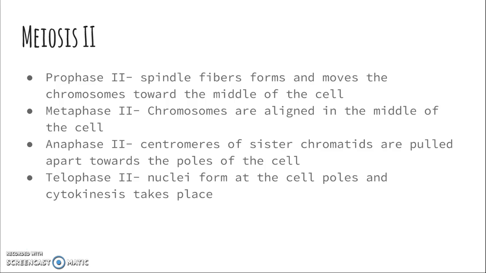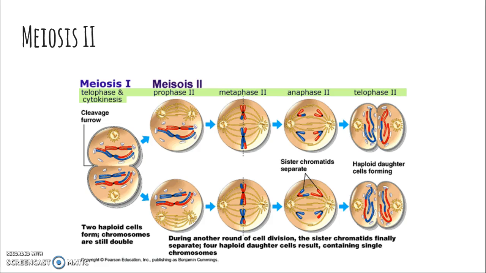These are very, very similar to mitosis. In prophase 2, your spindle fibers form and move chromosomes toward the middle of the cell. In metaphase 2, chromosomes are aligned in the middle of the cell. In anaphase 2, the centromeres of sister chromatids are pulled apart. So we're actually going to see those pulled apart, and they're going to be pulled towards the poles of the cell. In telophase 2, the nuclei form at the cell poles, and cytokinesis is going to take place.